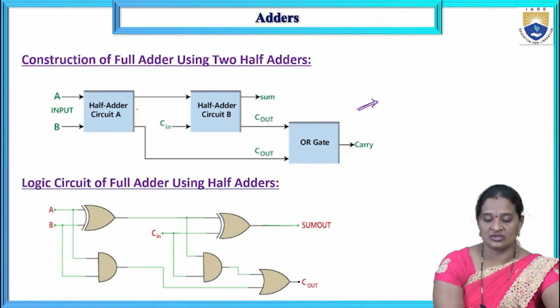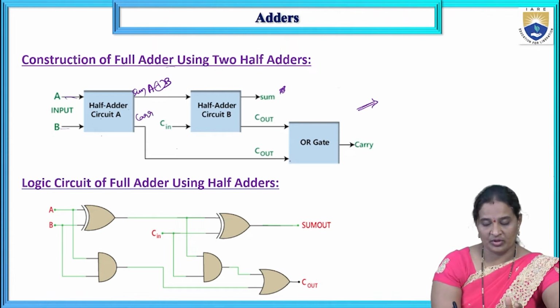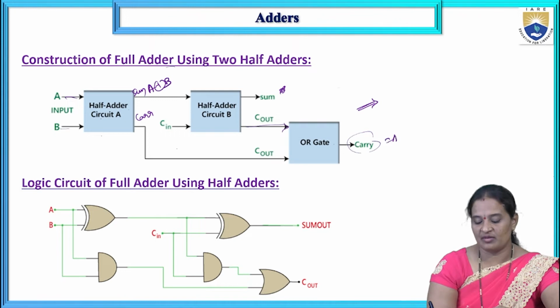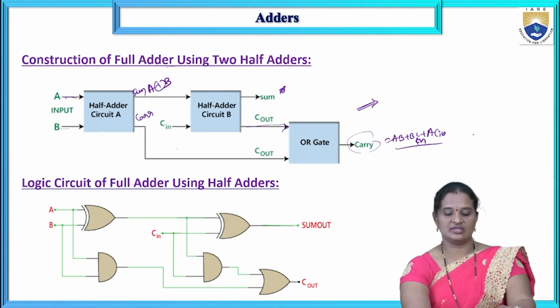I am taking 2 half adder circuits. This is half adder circuit A, to which the inputs are given as A and B, and here A XOR B. So A XOR B and C in are the inputs to the other half adder, so that the sum can be obtained. And similarly, we have sum output and we have carry output, right? So I'm taking the carry output of the first half adder and the carry output of the second half adder, and I'm giving it to an OR gate, so that the carry output can be given by AB plus BC in plus AC in, right? So this is the circuit.